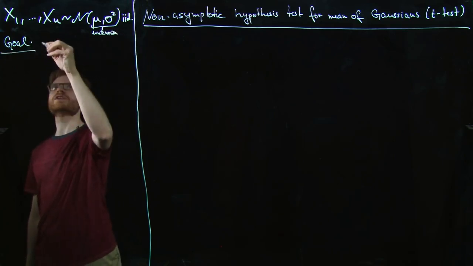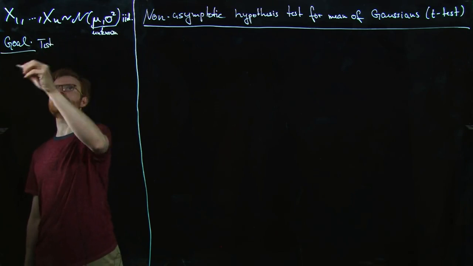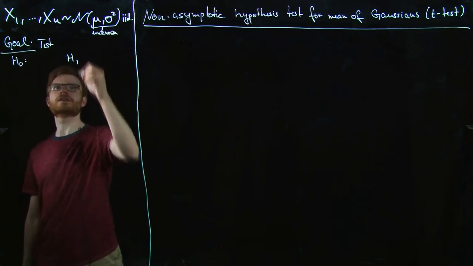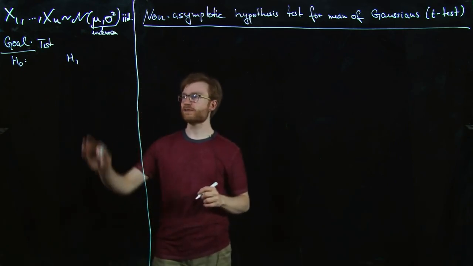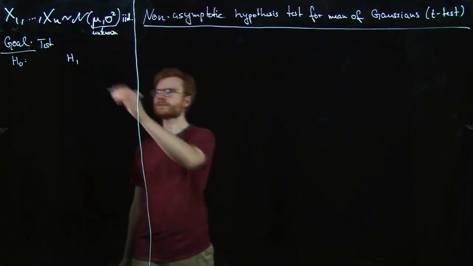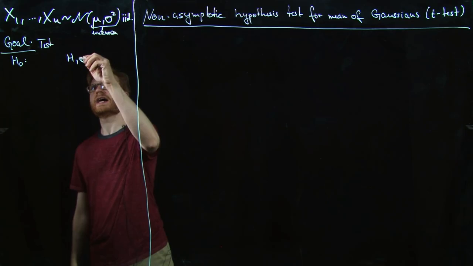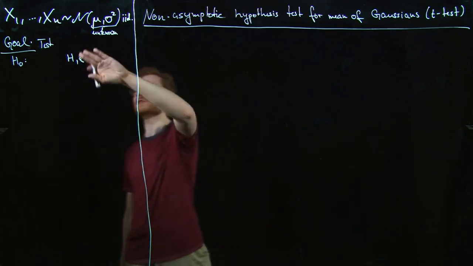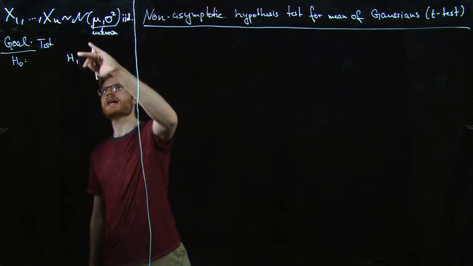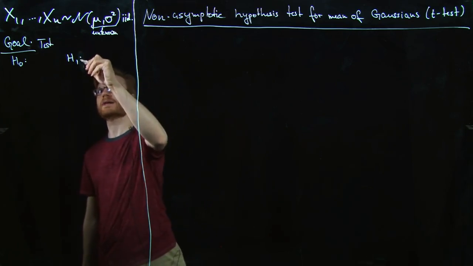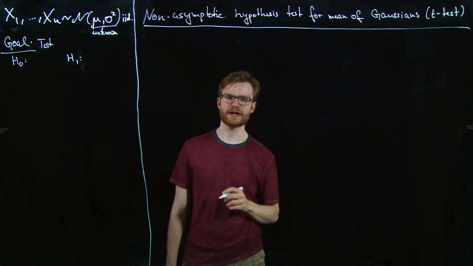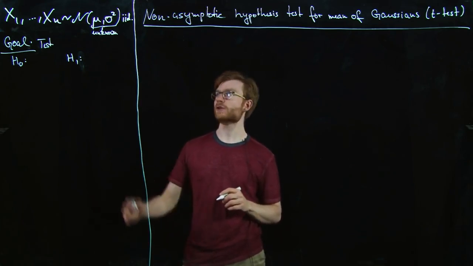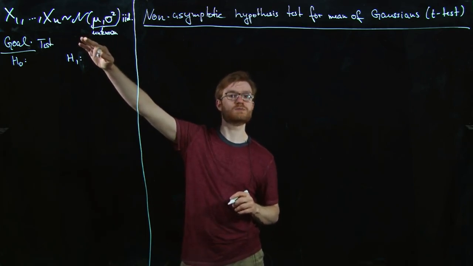Our goal is to test the hypotheses. So let's say, remember, if I run a hypothesis test, I always have a choice. What do I call null hypothesis and what do I call alternative hypothesis? And in this case, I want to test, is my drug actually effective? Does it lower blood pressure? And a lower blood pressure would correspond to a negative mu.